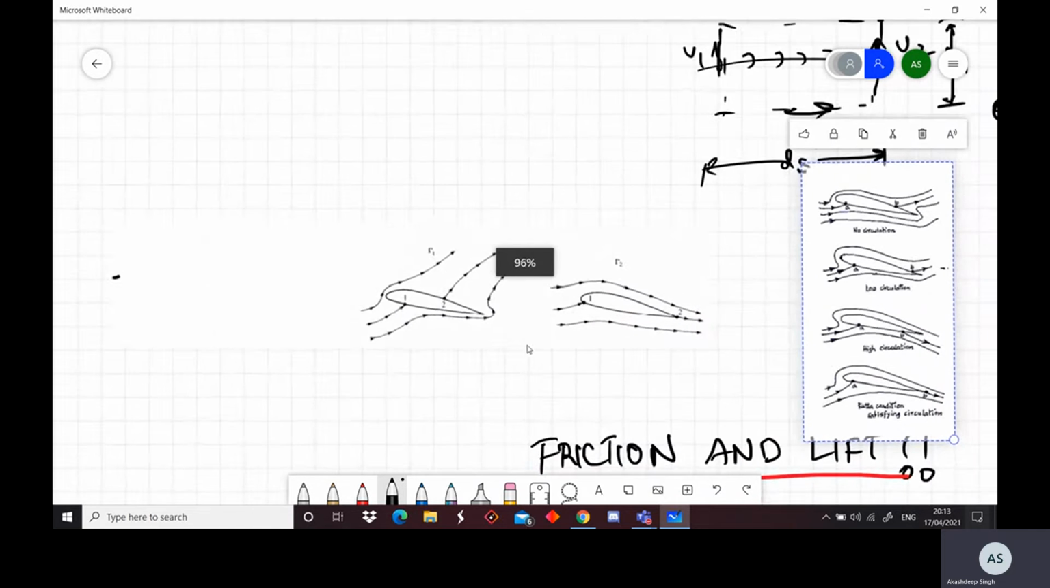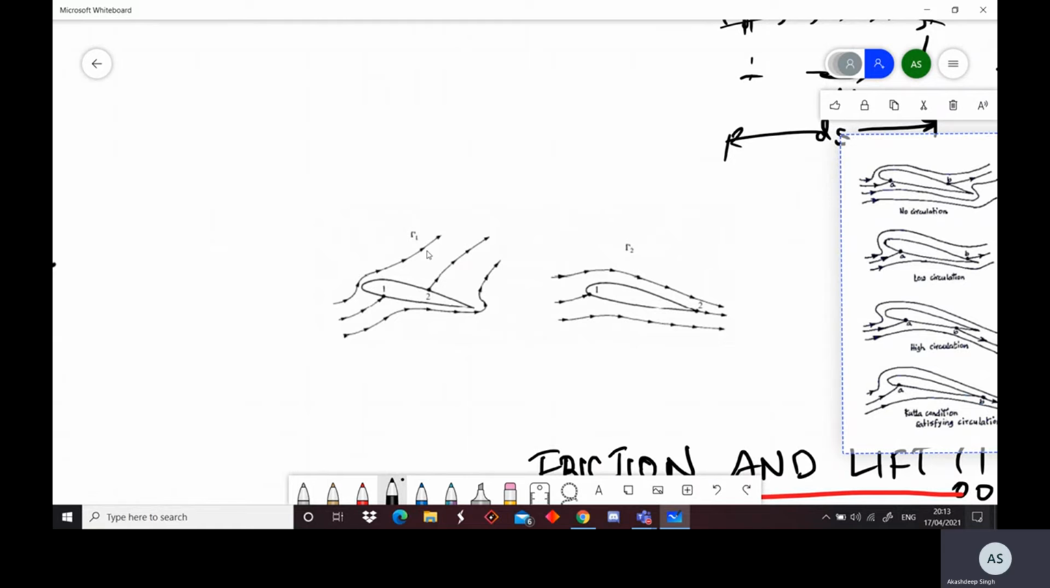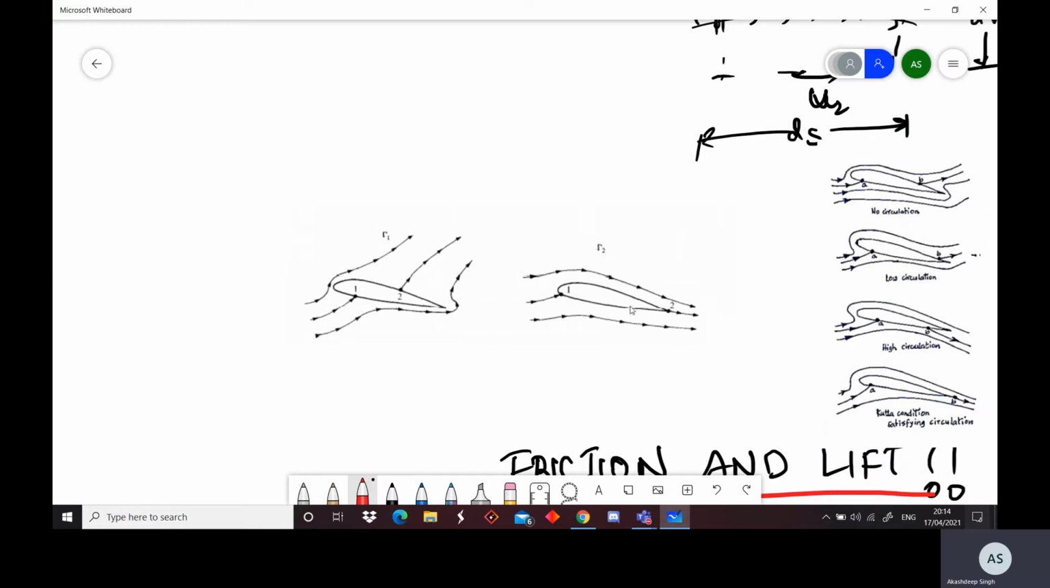If you consider these two different cases, gamma 1 and gamma 2, two possible values of circulation, how do we decide which is being obeyed? The Kutta condition states that the air should smoothly leave the top and bottom surface of an airfoil at the trailing edge. So from these two, we can easily make out that this is the right, Kutta-condition-obeying situation.